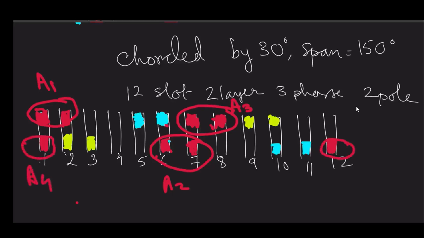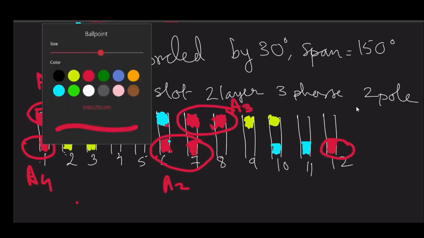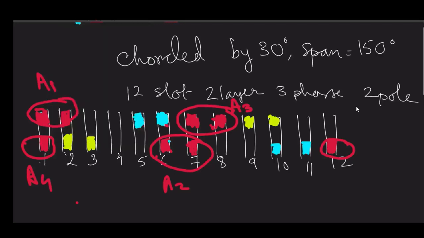Now, how can we place B? Same as the previous case. The upper layer should be at 11, 12. Make no mistake: if you do not allow a 180 degree span between these two groups, you will not be able to connect them in a proper manner. So you have to allow two groups. So 5 plus 6, 11, then 6 plus 6, 12.